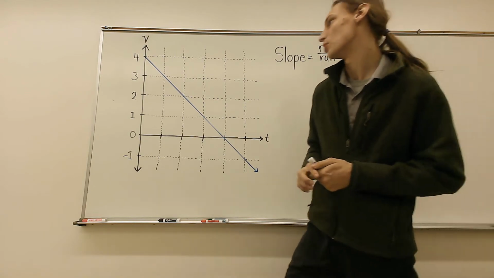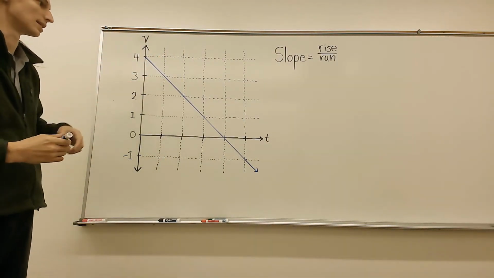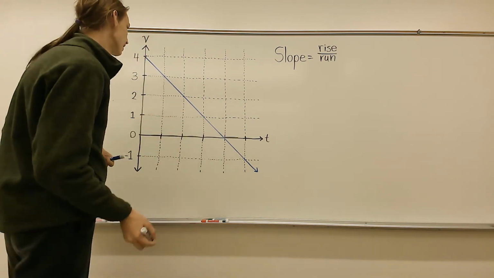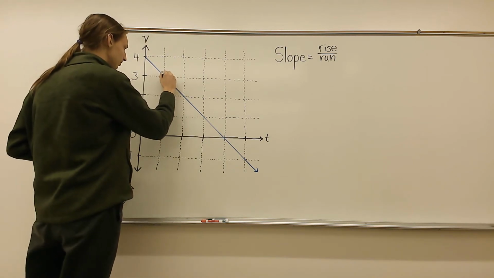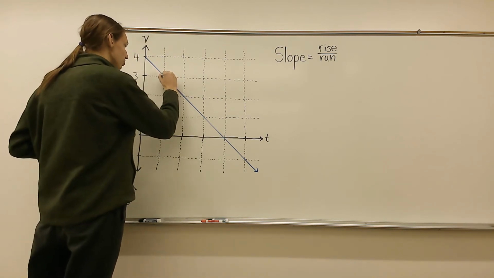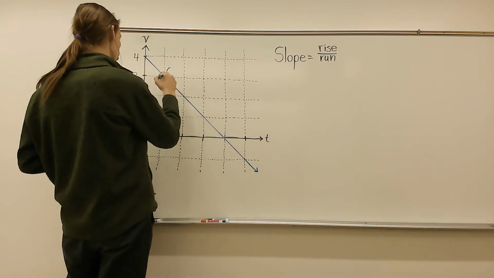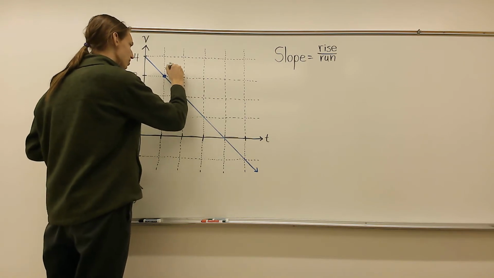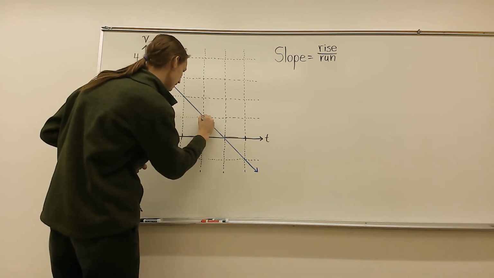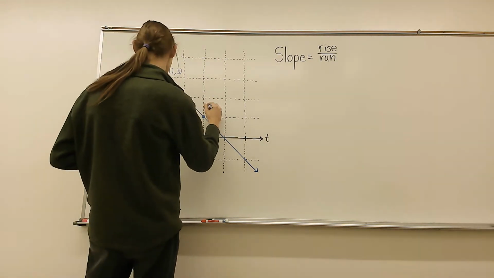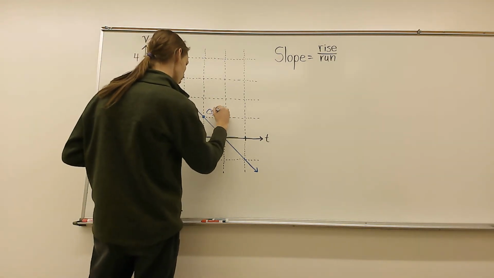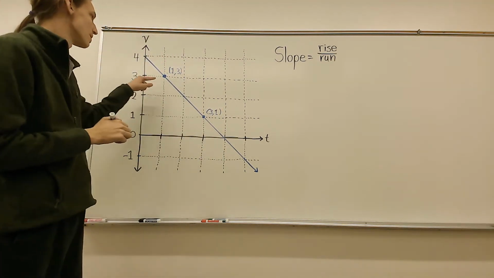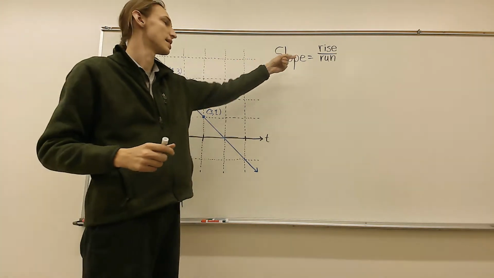So, for an example, we're going to talk about this line right here. So the way to calculate slope is to choose 2 points on this line. I'm going to choose the point here, which is 1, 3. And I'm also going to choose the point here, which is 3, 1.